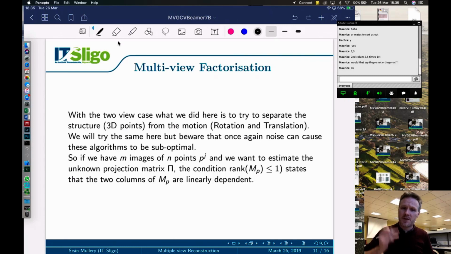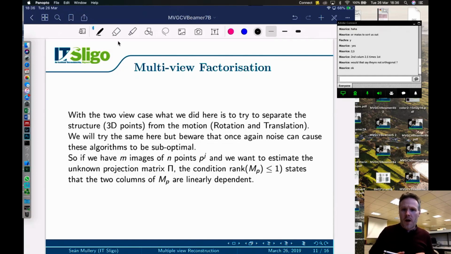So if we have m images and n points, let's pick a number to make it simpler. Let's say we have 5 images and we have 6 point correspondences that appear in all 5 of those images. So that's what we mean by m and n: m images and the number of point correspondences between them. This will allow us to then zero in on finding solutions.